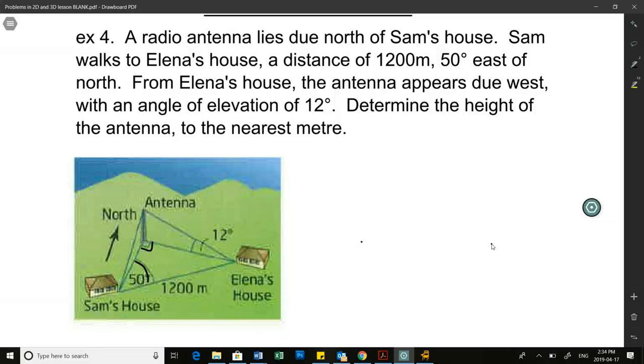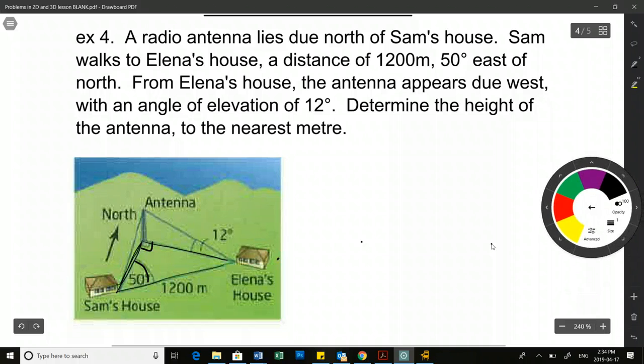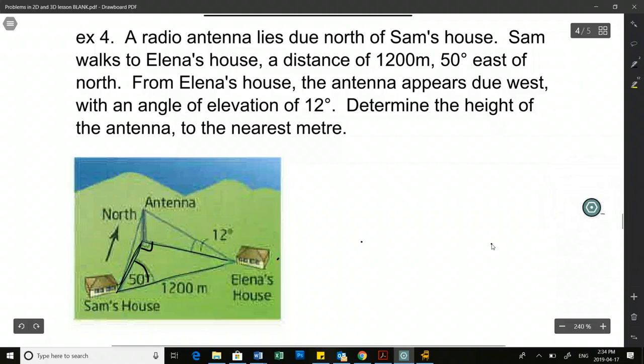I also know that if Elena is at her house and she looks up to this antenna off in the distance, her angle of elevation, so now we're getting into 3D, is 12 degrees. So this triangle right here is on the ground, like a 2D triangle. These triangles that I'm outlining in red are up in the air, because the antenna is coming out from the ground, like my cup of pencils there. They are in-the-air triangles.